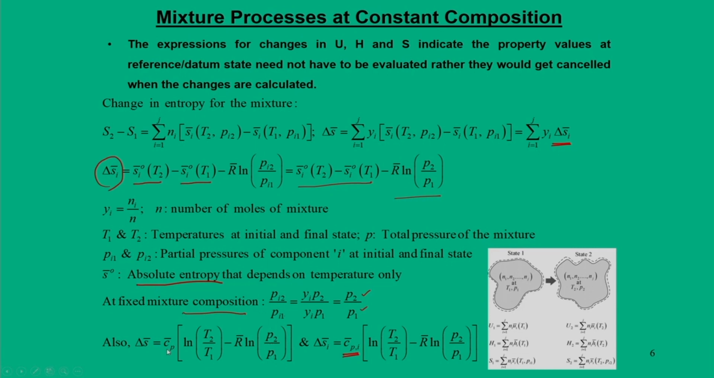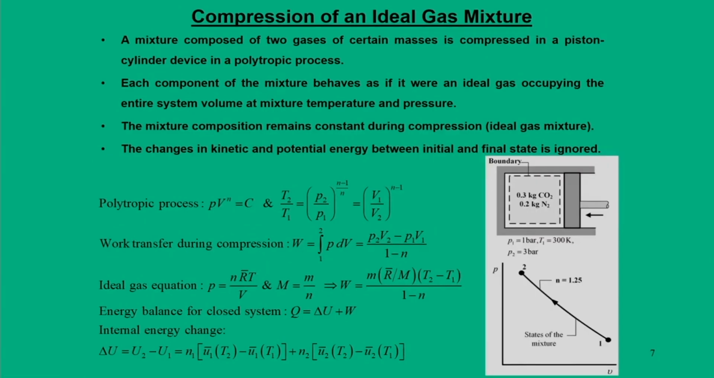Then this Cp for the component i is represented by Cp bar i, and knowing this value we can use these expressions, because we all know the final state T2 and P2 and the initial state P1 and T1. Then we will move to different case studies. The first case is the compression of an ideal gas mixture.